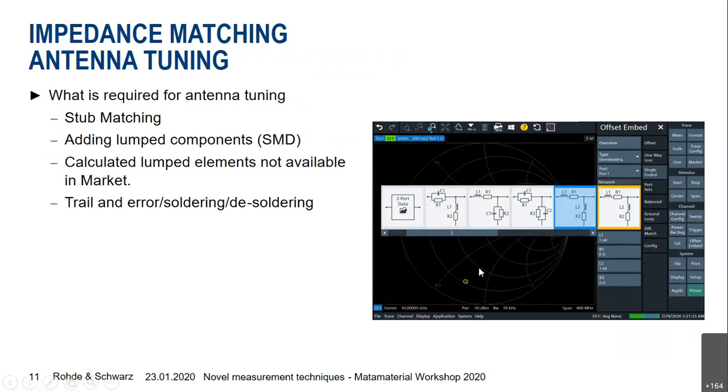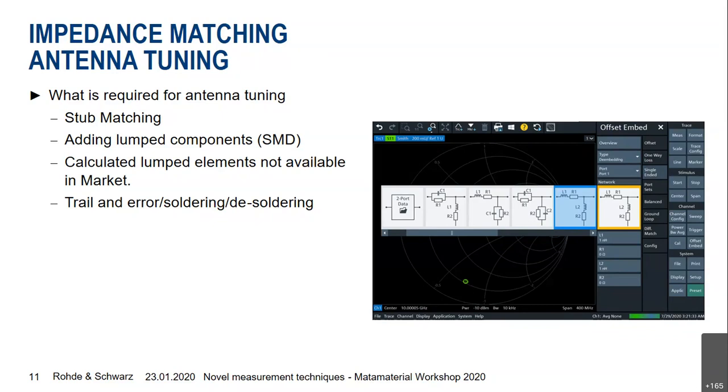But it's also possible here on the network analyzer to do further tuning, not just measuring the impedance, but also finding out how we tune it. What are the different methods to tune this? We can, of course, go in for stub matching. We can add certain lumped elements, SMDs, surface mount devices. We can also get these from the market: certain capacitances, certain inductances. We know for sure that not all the required lumped impedances would be available, but maybe we can see what a trial and error method works out.